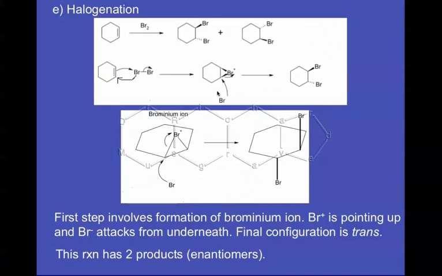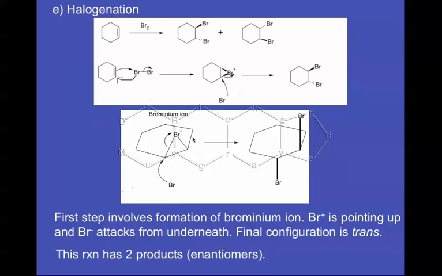Alright, let's look at halogenation. Now what we're looking at here is the halogenation of an alkene in a ring, because that's going to have stereochemical consequences associated with it. And what's going to happen is that the bromine is going to add to the double bond on the ring and form this bromonium ion.